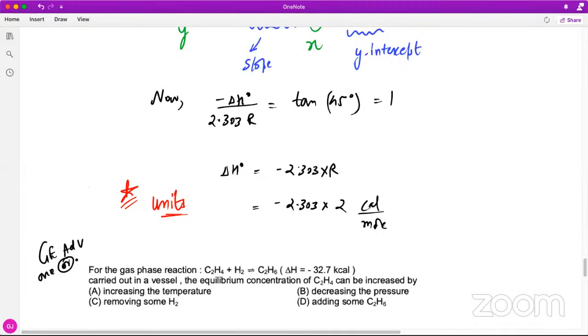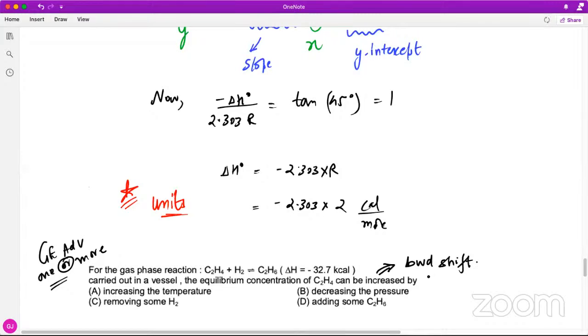Get equipped to advance के 1 or more than 1 में आएंगे ये questions. So यहाँ पर जैसे आपको पूछा जा रहा है, for the gas phase reaction, you have been given the reaction and the delta H value of this, and you are asked that how can we increase the concentration of C2H4, right? Increasing concentration of C2H4 means we would want to shift in the backward. So all four are correct.